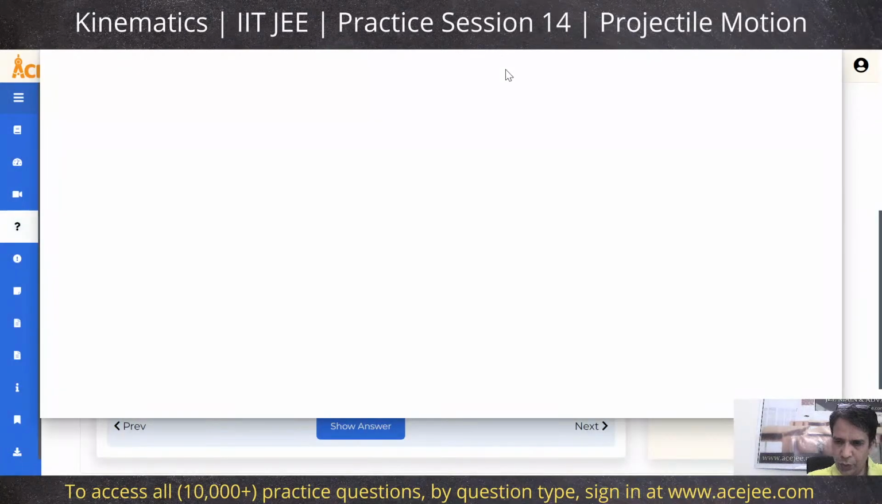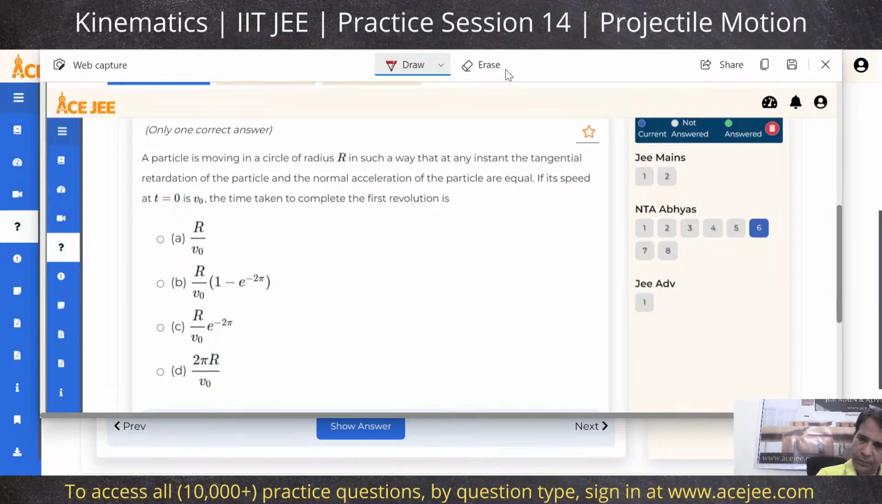Shall I solve this one or do you guys want to give it a try? Why don't you guys give it a try? And I'm going to solve on my own on the screen.